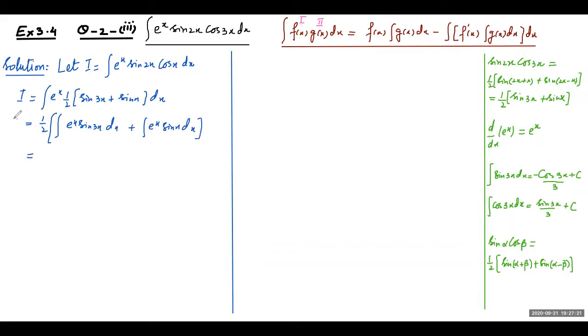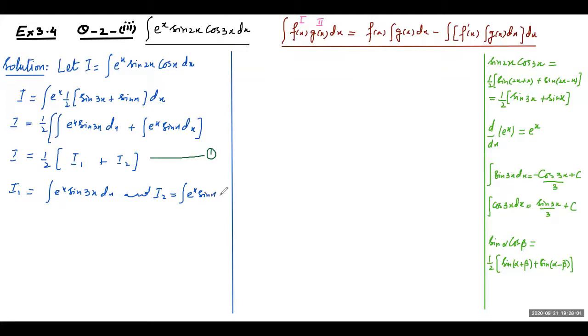Now this is our integral I equal to 1/2 times a bracket, and we write the first integral as I1 and the second integral as I2, and we name this result as result number 1, where I1 is equal to integral e^x sin 3x dx and I2 is equal to integral e^x sin x dx. Now we are going to solve integral I1.